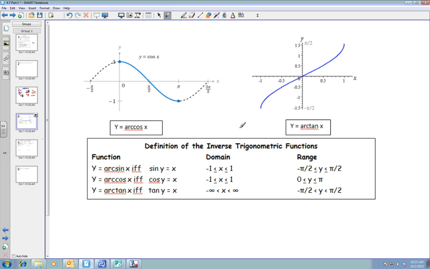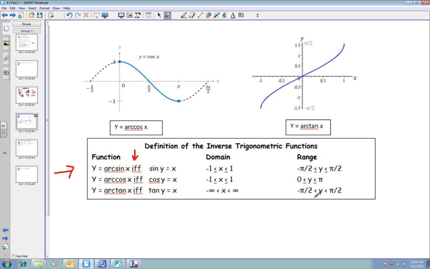So here are the main things that you need to remember for our definition of our inverse trig functions. Okay, and if you'll notice, I know this looks like a typo, but it really isn't. Y equals arc sine x, IFF stands for if and only if, sine y equals x. My domain is from -1 to 1. My range for sine, -pi/2 to pi/2. For cosine, our answers have to fall between 0 and pi. And then for tangent, our answers have to fall between -pi/2 and +pi/2.